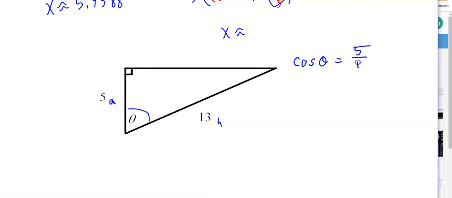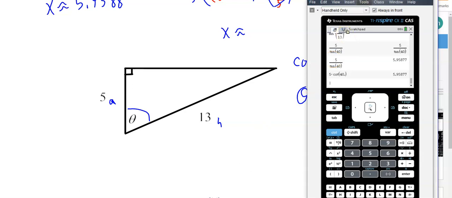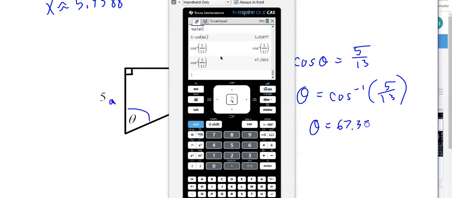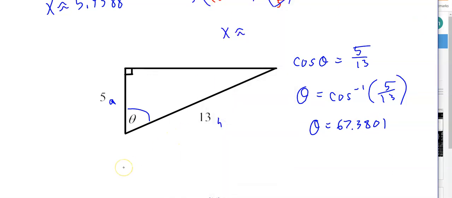equals 5 over 13. This is really a calculator step you do next, so it's going to be the inverse cosine of 5/13. Essentially, I took the inverse cosine of both sides. So that'd be inverse cosine of 5/13. Control Enter. So theta is approximately equal to 67.3801. That makes sense in the context. It looks like it could be a 67-degree angle if it's roughly drawn to scale.